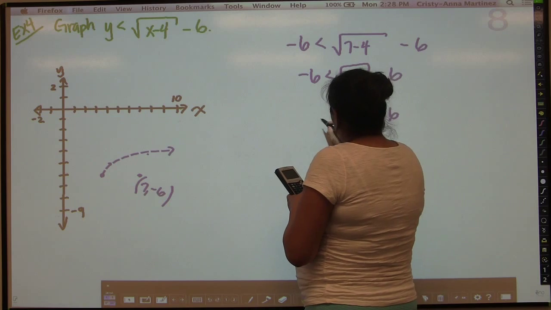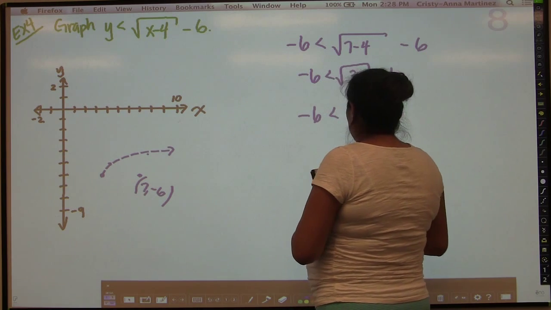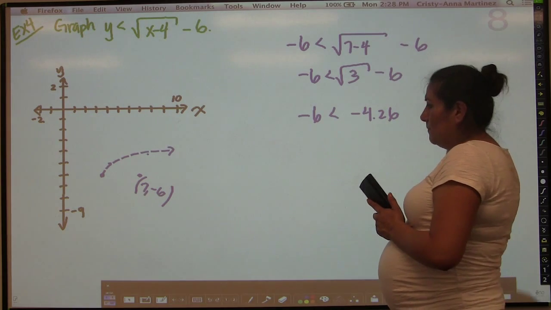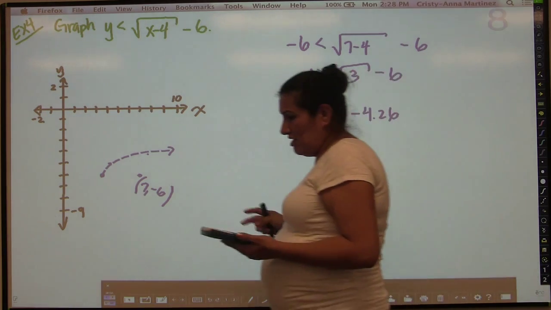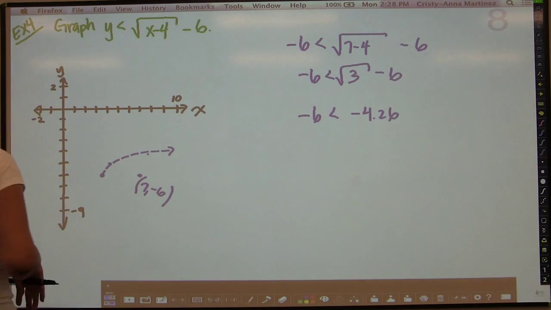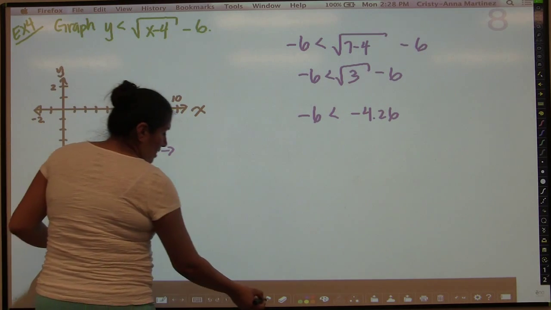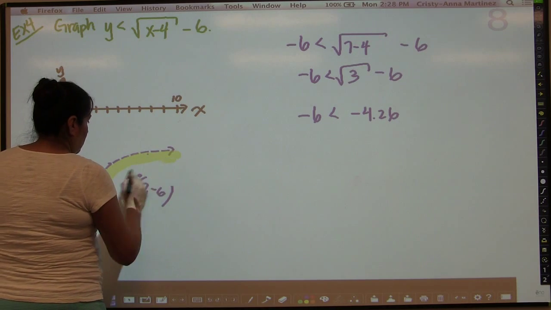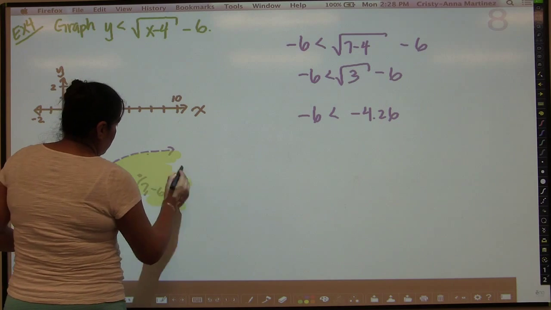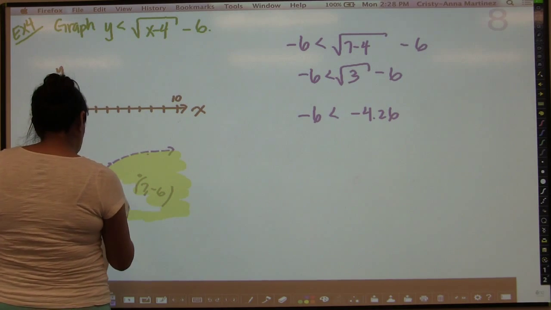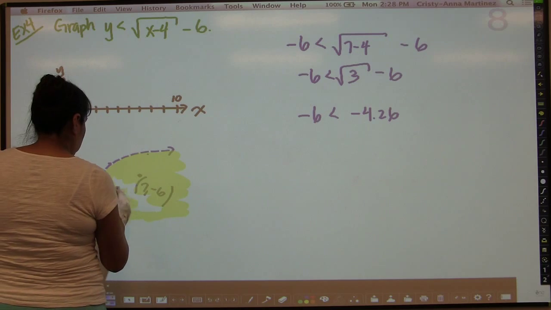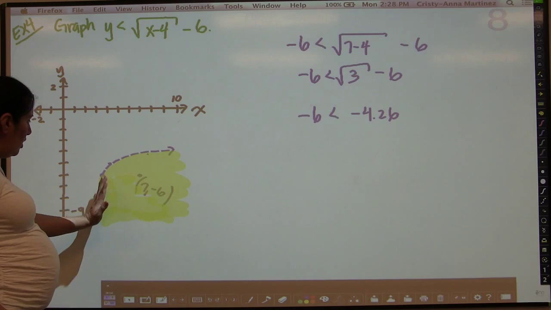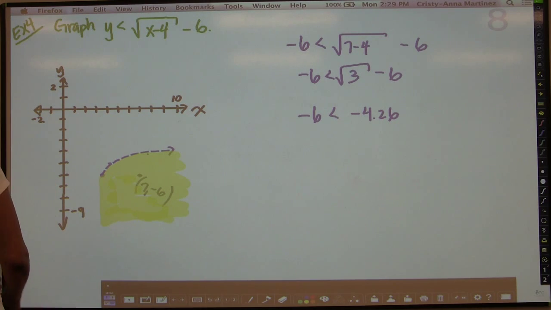-4.26. So is -6 smaller than -4.26? Yes, it is. Because when you're in the negative world, the bigger the negative, the smaller the number is. So that is totally a true statement. So it means that I'm going to shade this area. But remember that you want to stay right with that line there. You do not want to go past this line when you are shading.